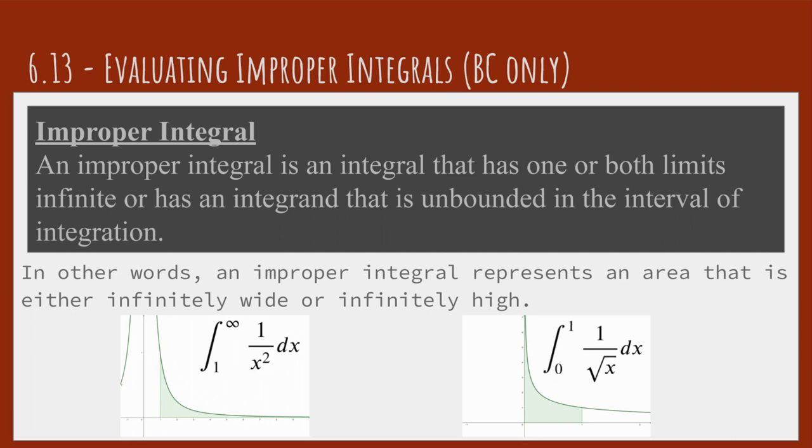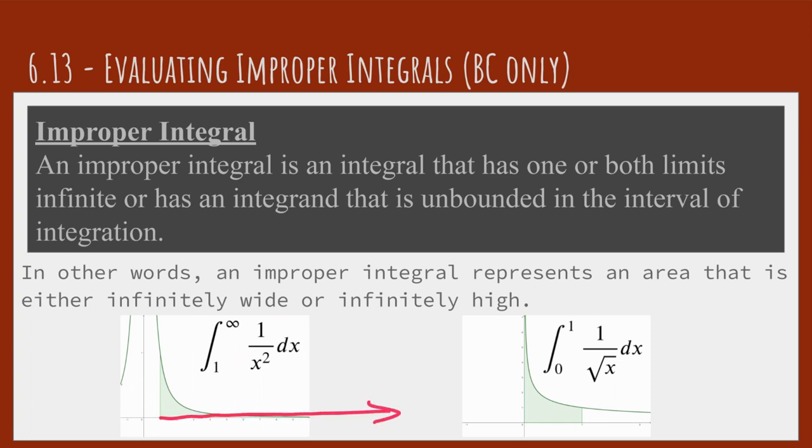It's going to be an integral where either one or both limits, the lower limit or the upper limit, is infinite, or it has an integrand that is unbounded. This function here is unbounded within the interval. Let's take those one at a time and talk about why they're improper and how we can handle that. The one that is infinitely wide is easy to identify because one of our limits is going to be infinity.